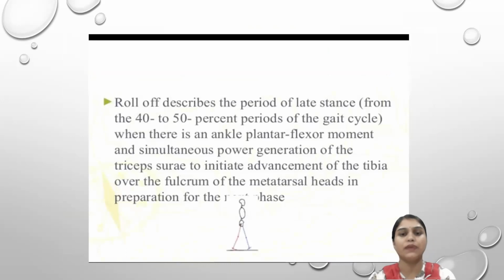Roll-off describes the period of late stance from the 40 to 50% period of the gait cycle, where there is an ankle plantar flexor movement and simultaneous power generation of the triceps surae to initiate advancement of the tibia over the fulcrum of the metatarsal head in preparation for the swing phase.